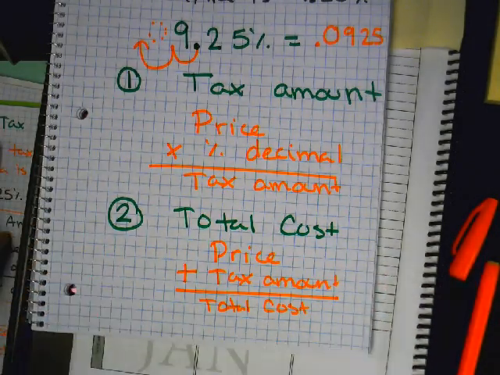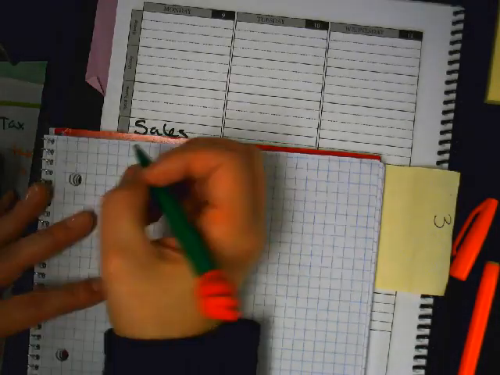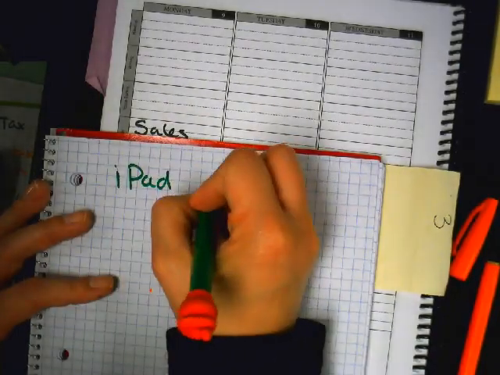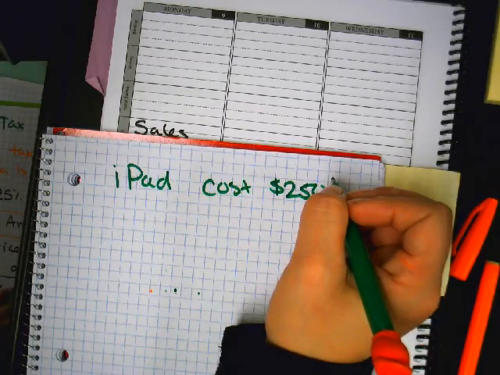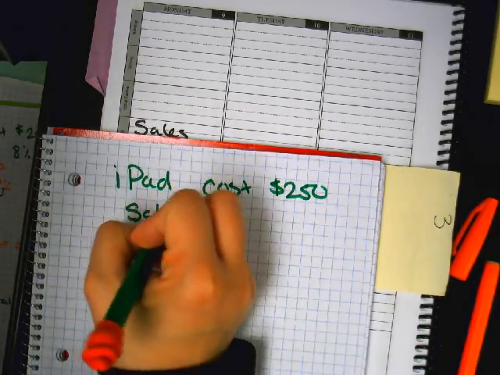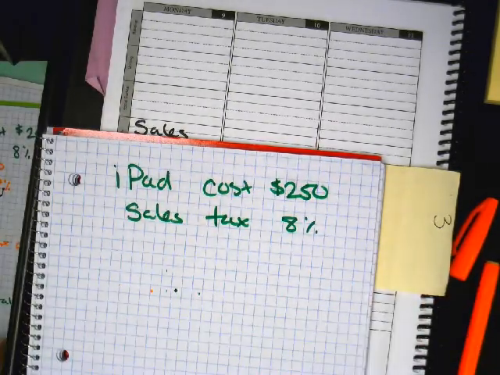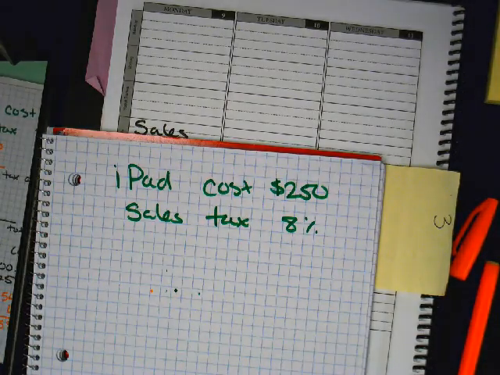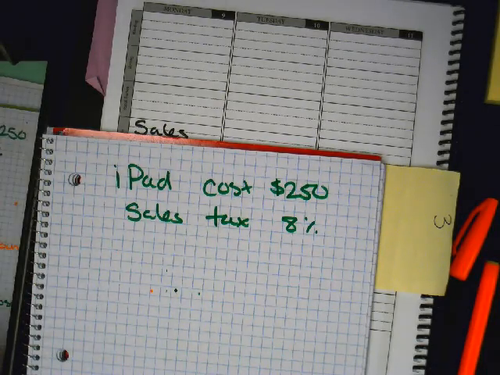What should we buy? An iPad costs $250. Okay, we're gonna say that the sales tax is 8%. We're going to use a city that has about an 8%.